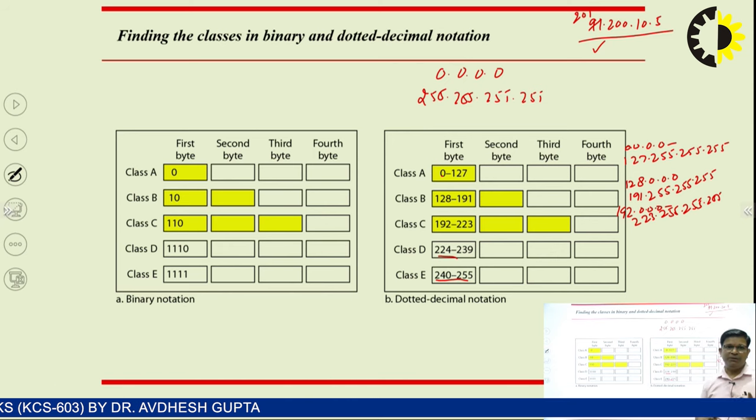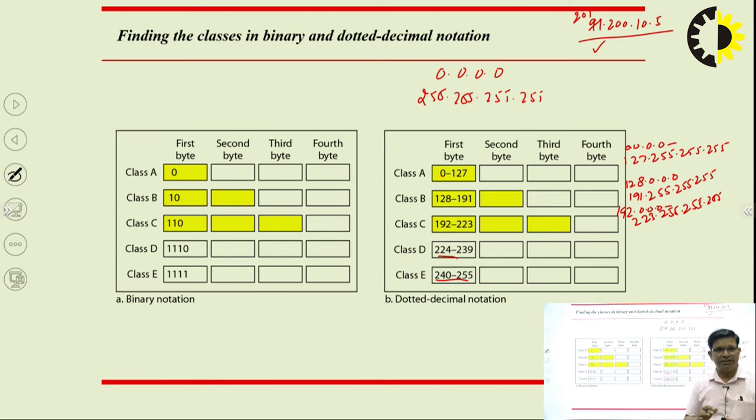Different classes can be used for different purposes. Classes A, B, C, these IP addresses we are using in our general daily life. These IP addresses are called unicast IP addresses. What is unicast? If there is one-to-one or peer-to-peer communication, one device communicating to another device, then it is called unicast. So we configure class A, class B, class C addresses.